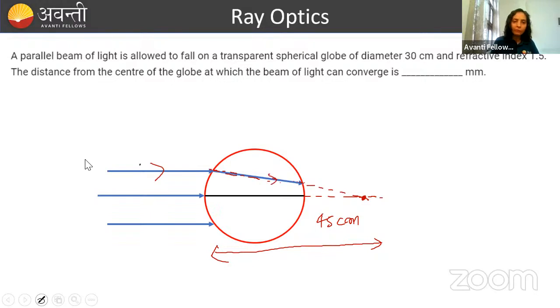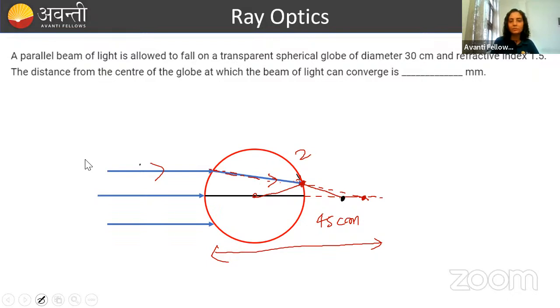But what will happen when light will fall at this point? Here also refraction will happen. It won't come out like this. Refraction is going to happen, and for the second surface, light will get refracted away from the norm. Then it will finally meet this line at this point. Done. So we have to calculate now the image distance for the second surface.